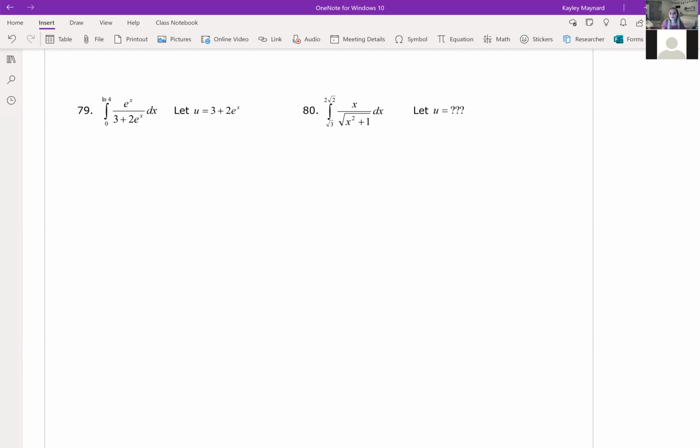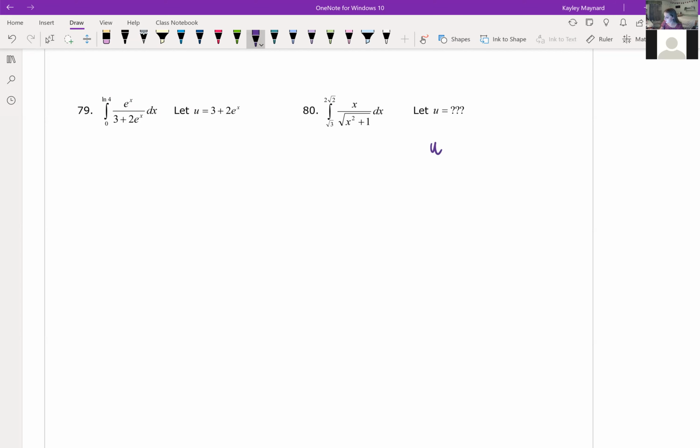So that is a good starting point. So let's go from there. I'm going to choose my u to be x squared plus 1. That's just because, like I said, I identified a composition of functions, and then the inner function of the composition is equal to u.